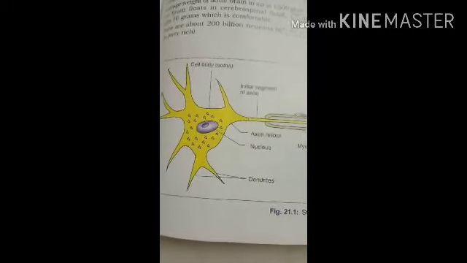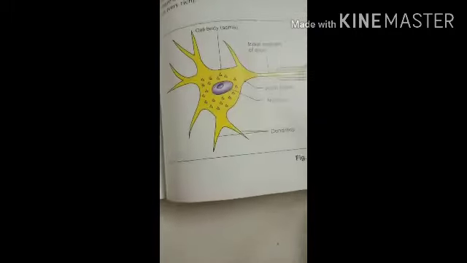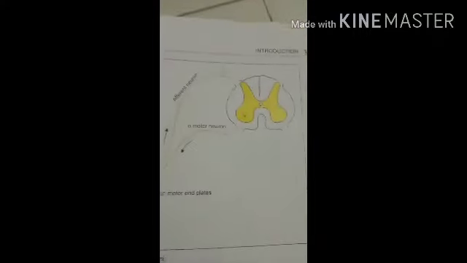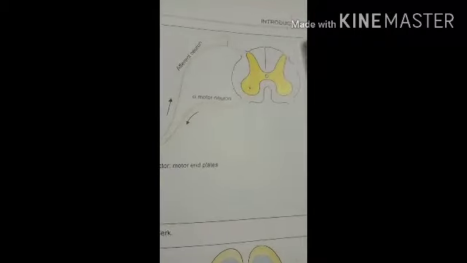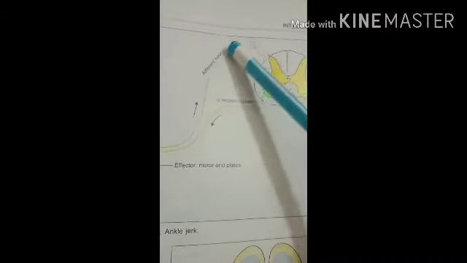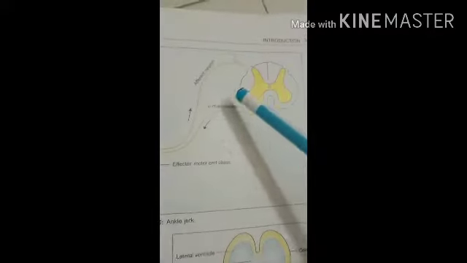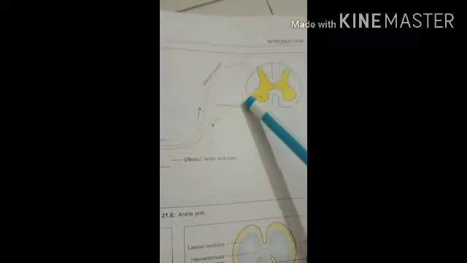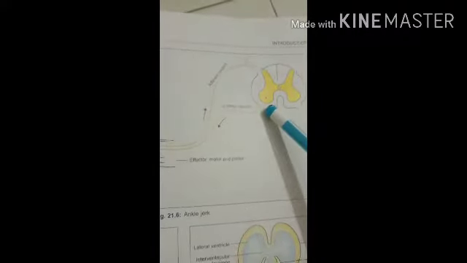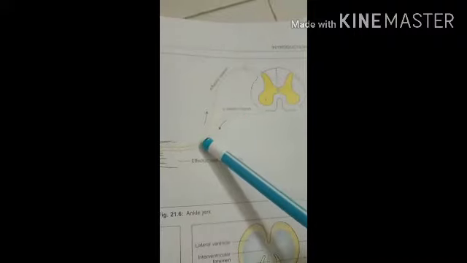Then the sensory neuron and the motor neuron. The sensory neuron transmits impulses from the sensory receptor to the CNS, so here you can see the impulses go into the CNS. The motor neuron transmits impulses from the CNS to the organ.